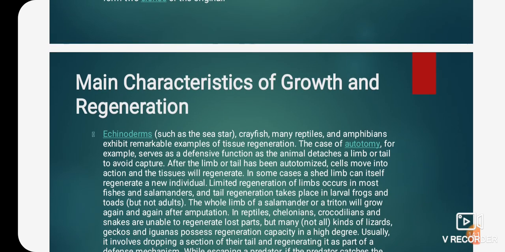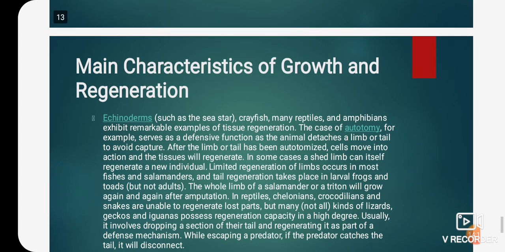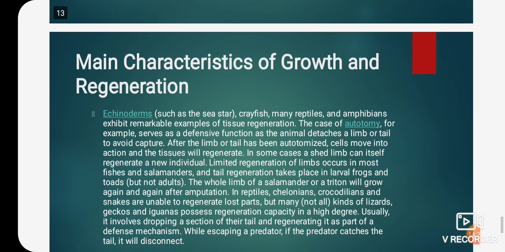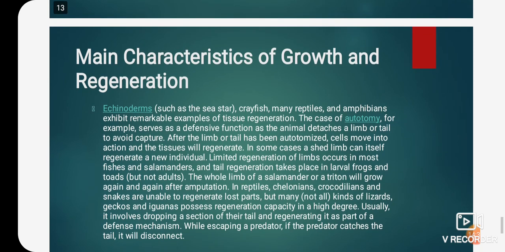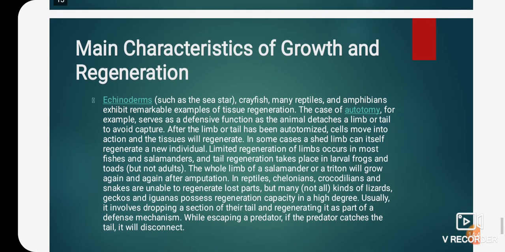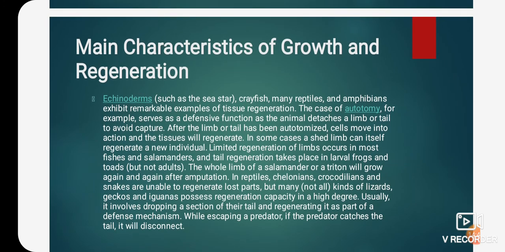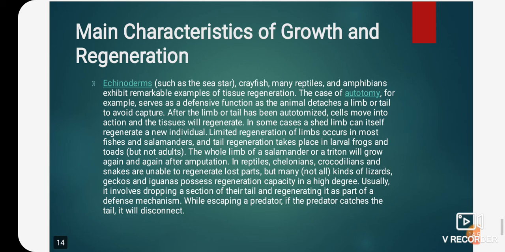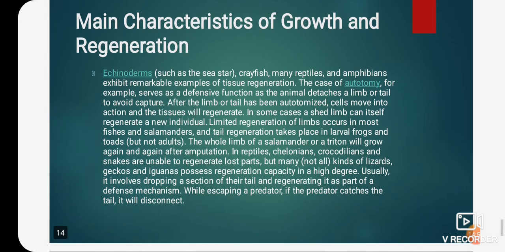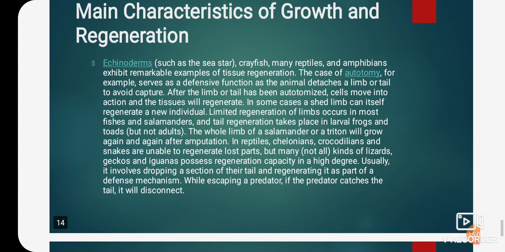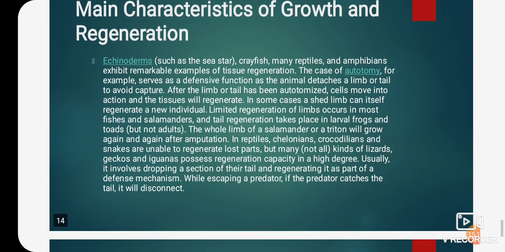The case of autotomy, for example, serves as a defensive function as the animal detaches a limb or tail to avoid capture. After the limb or tail has been autotomized, cells move into action and the tissues will regenerate. In some cases, a shed limb can itself regenerate a new individual. Limited regeneration of limbs occurs in most fishes and salamanders, and tail regeneration takes place in larval frogs and toads. The whole limb of a salamander or a triton will grow again and again after amputation.